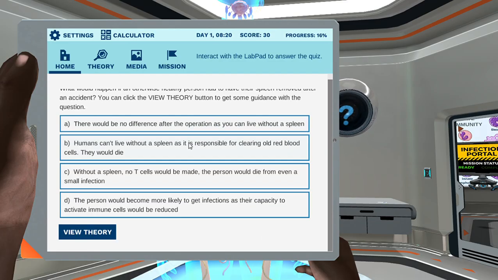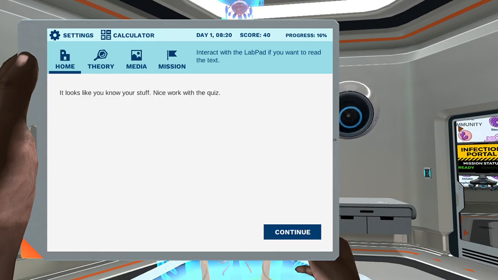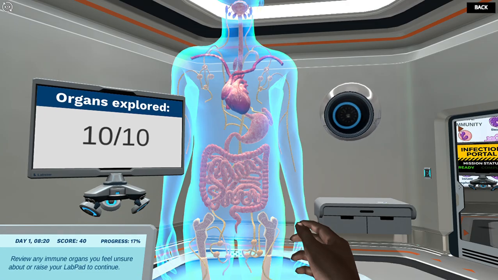What would happen if an otherwise healthy person had to have their spleen removed after an accident? You can click the View Theory button to get some guidance. The spleen is an important blood cell reservoir. It can release up to a cup of blood to replace red cells lost during intense bleeding. Up to a quarter of a... It looks like you know your stuff. Nice work with the quiz. Review any immune organs you feel unsure about or raise your lab pad to continue.